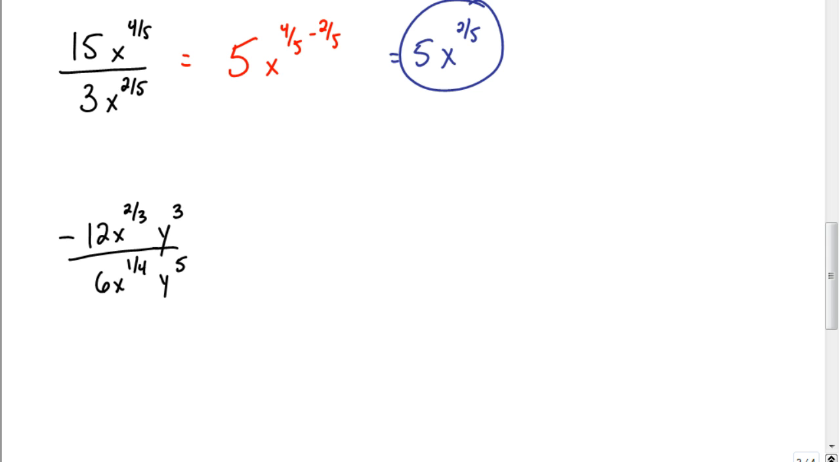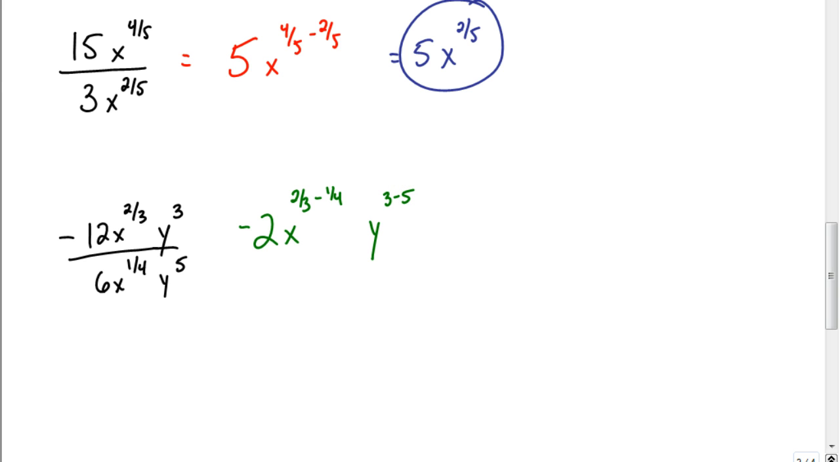Here we have negative 12 divided by 6. Well, negative 12 divided by 6 is just negative 2. And our bases are the same here for the x's and the y's, so we're going to subtract these exponents. So for the x, we would have 2/3 power minus the 1/4 power. For the y, we're going to take 3 minus 5.